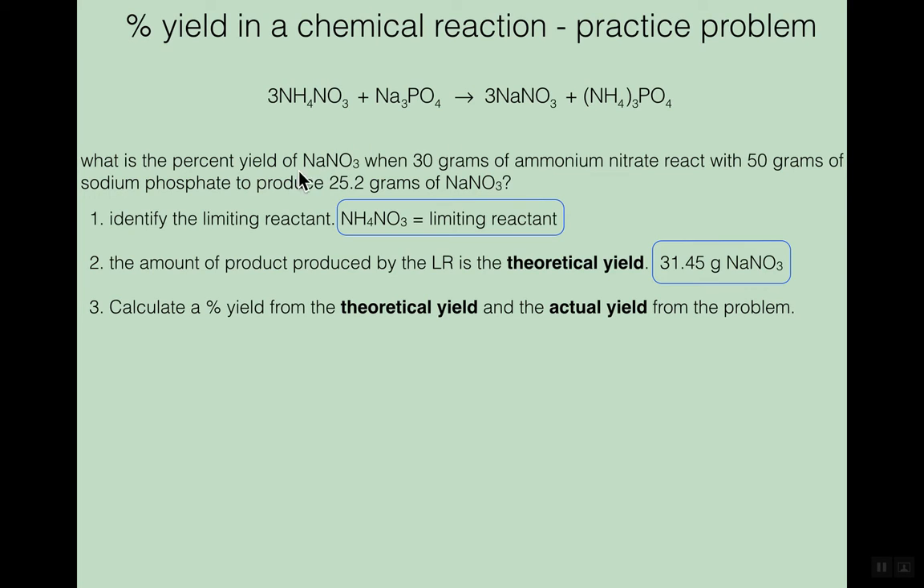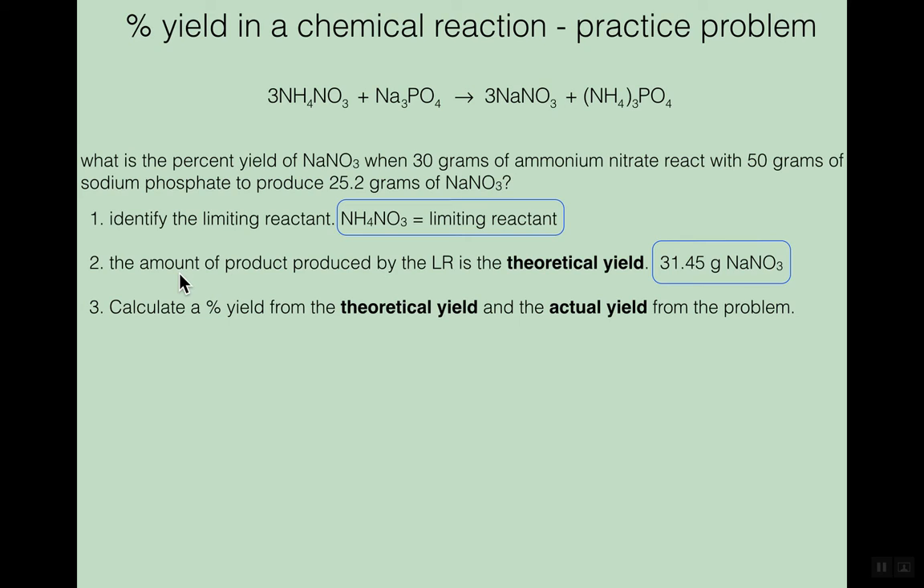In order to tackle this problem and figure out the percent yield, you need to first identify the limiting reactant. In this example, we already did that. We identified that the ammonium nitrate was the limiting reactant, and you can see the previous video to see how we figured that out. But if you haven't done that already, you first have to figure out which one of these reactants is going to give the least amount of this particular product that we picked. And again, that was the ammonium nitrate.